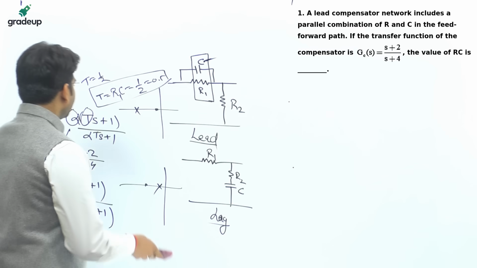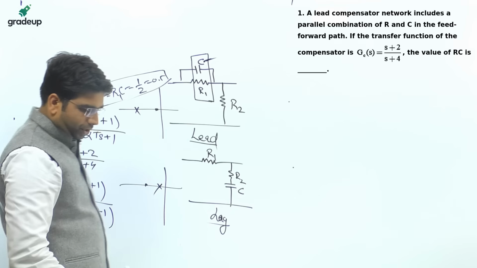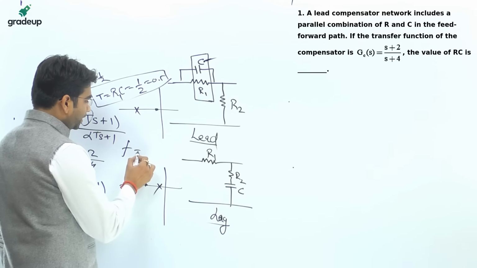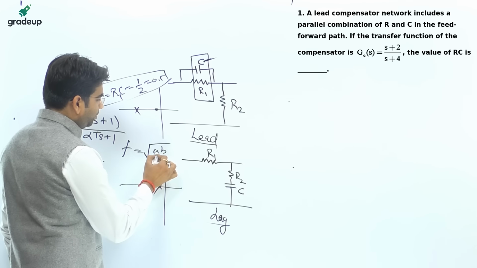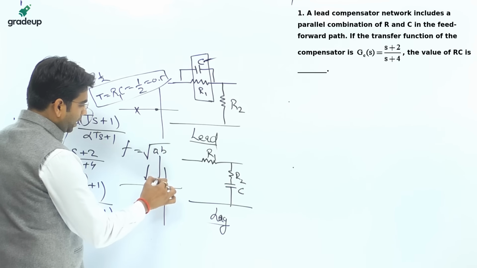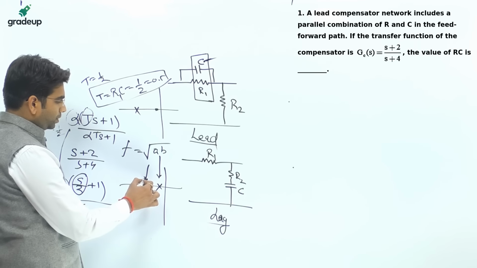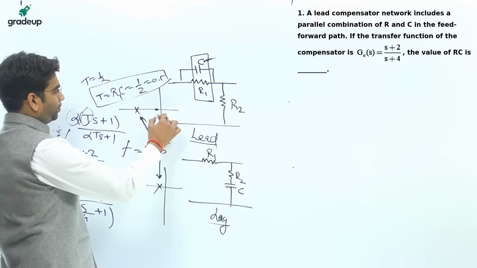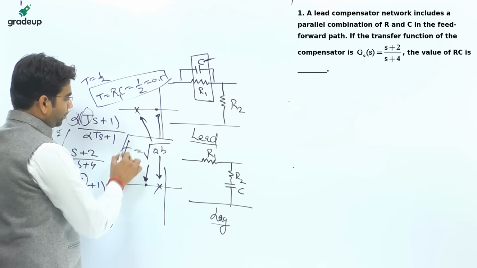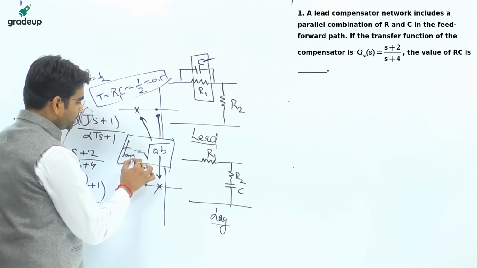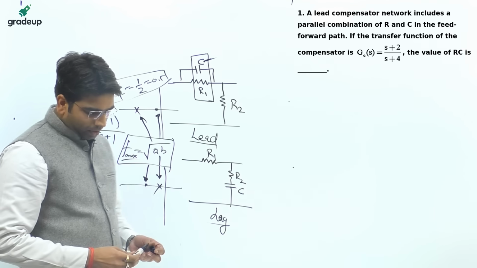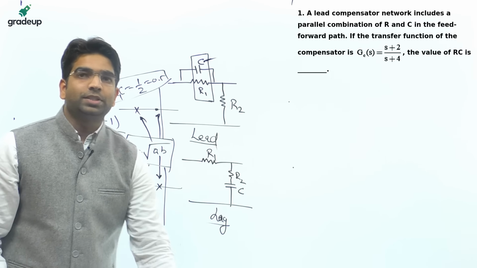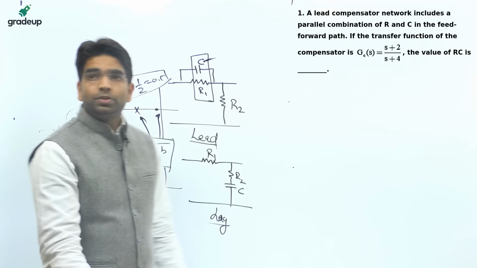Likewise you can have lead and lag compensators when questions are asked. The frequency at maximum phase will be equal to root of AB, where A and B may be the zeros and the poles, or A may be the poles and B may be the zeros. The frequency at which the maximum phase occurs will be given by this. So come to the next question.